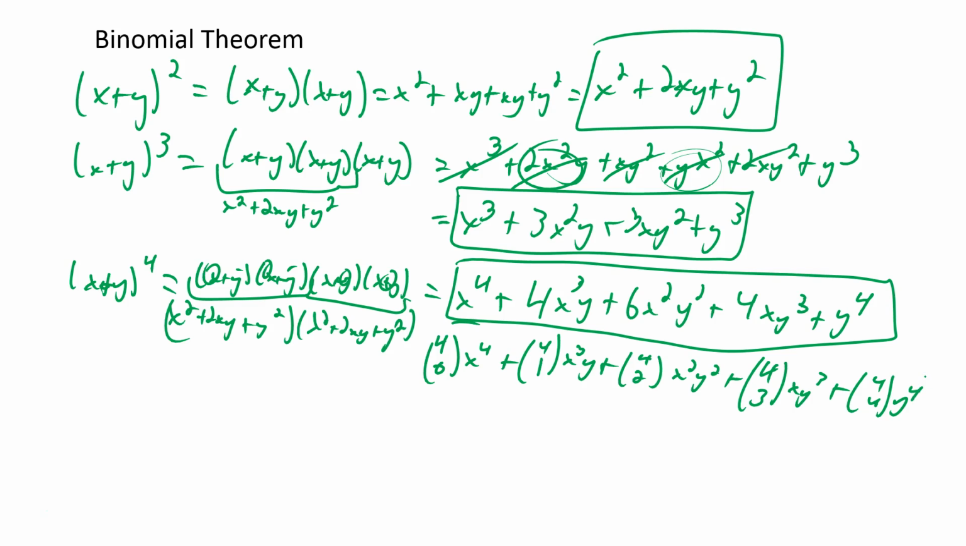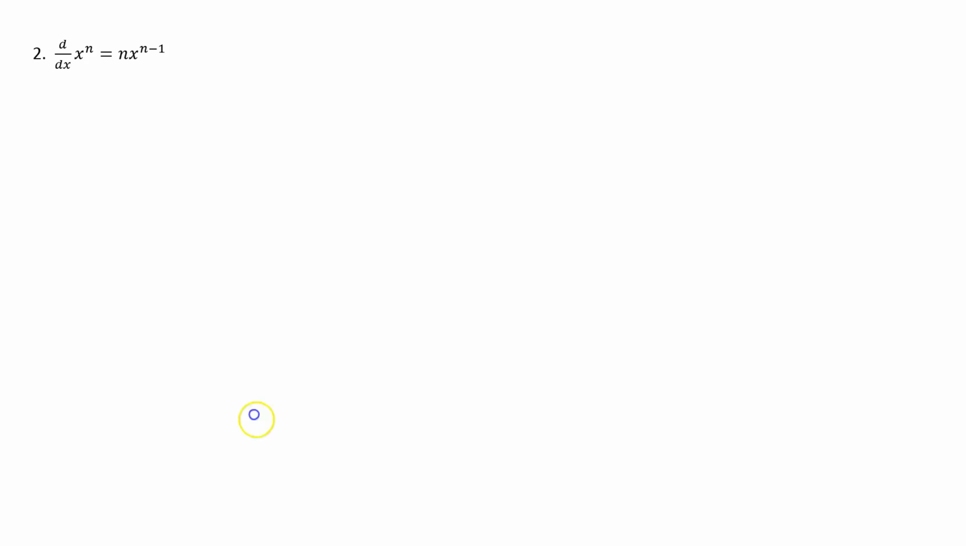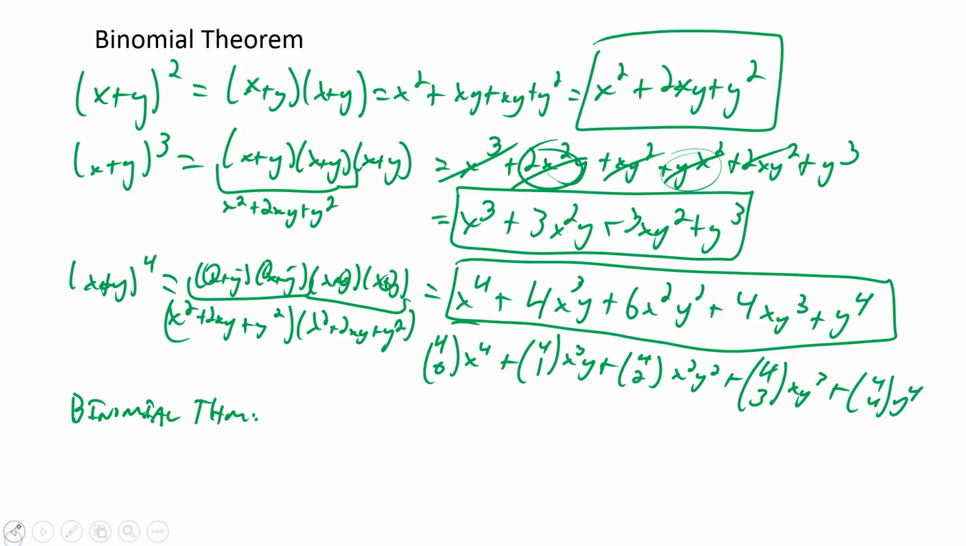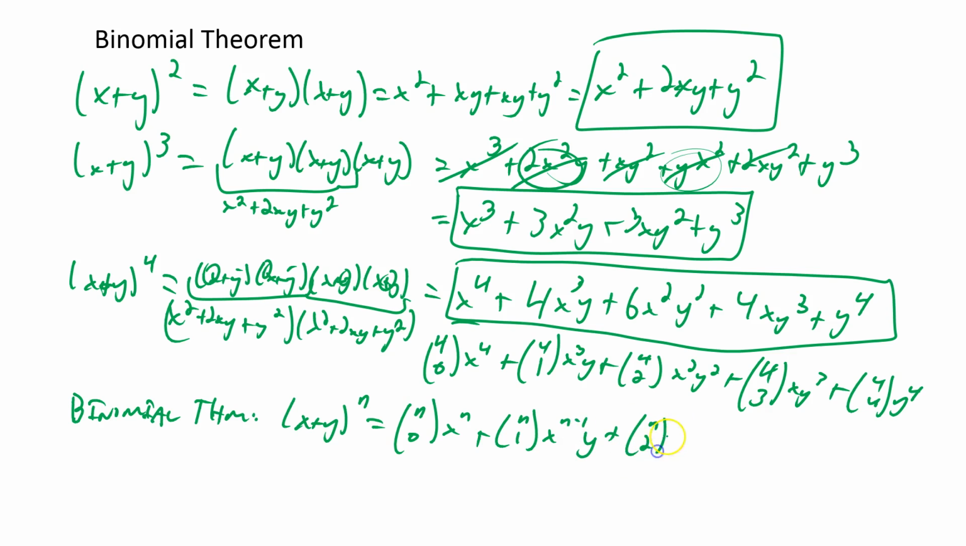So what's happening here is I'm just using combinatorics to do this. And this is what binomial theorem is. So binomial theorem, whoop, too far. Binomial theorem says that x plus y to the nth power, whatever n is, is going to be n choose 0, x to the n, and then n choose 1, x to the n minus 1 y. And then n choose 2, x to the n minus 2 y squared.